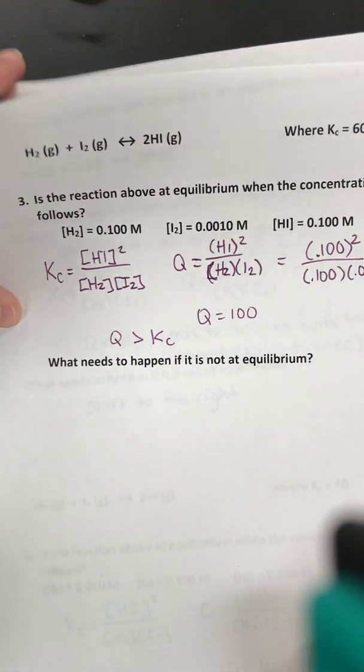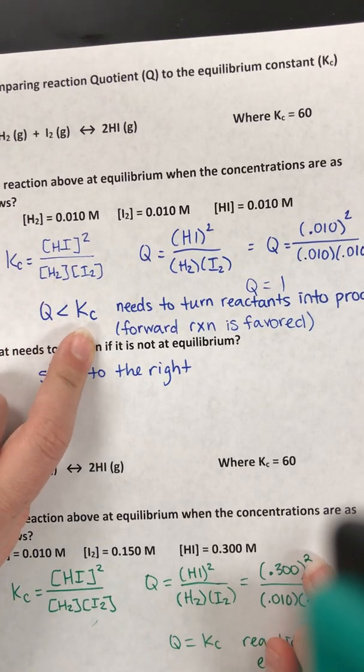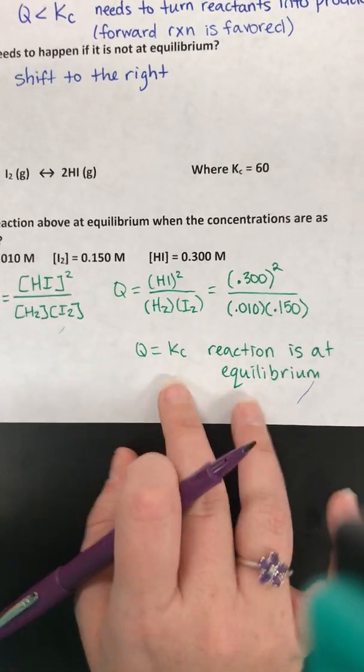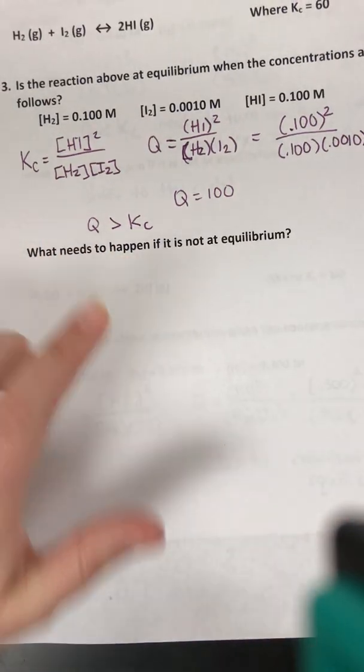For our first one, the reason why I kept the same reaction is so you could see the comparison. Q was less than Kc for the first one. Q equaled Kc for the second one, where it was at equilibrium. This time, Q is greater than Kc.